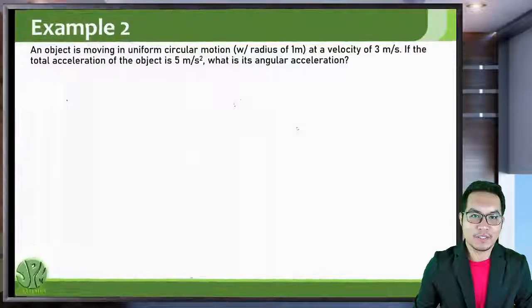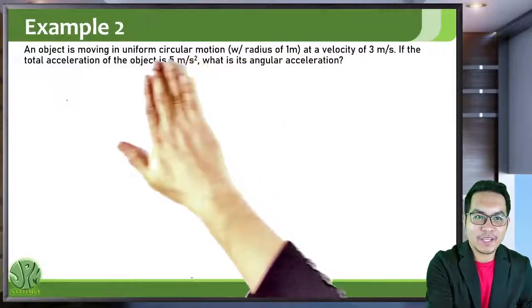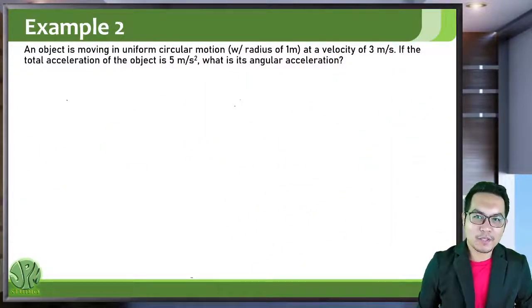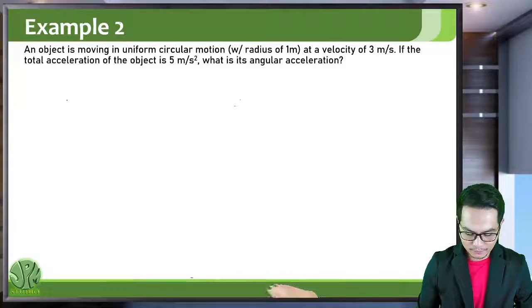Previous. Okay. An object is moving in uniform circular motion with radius 1 meter at a velocity of 3 meters per second. So if the total acceleration of the object is 5 meters per second squared, what is its angular acceleration?